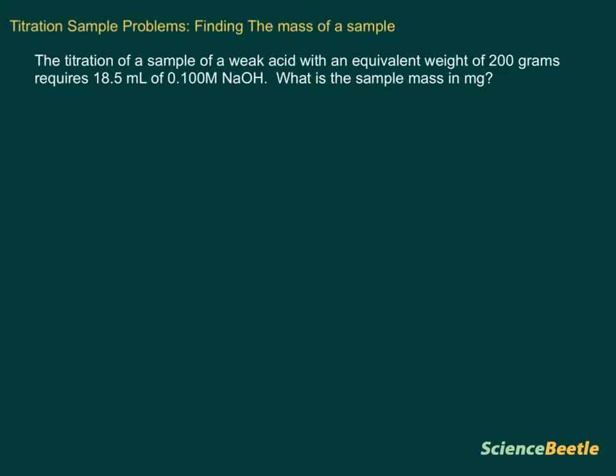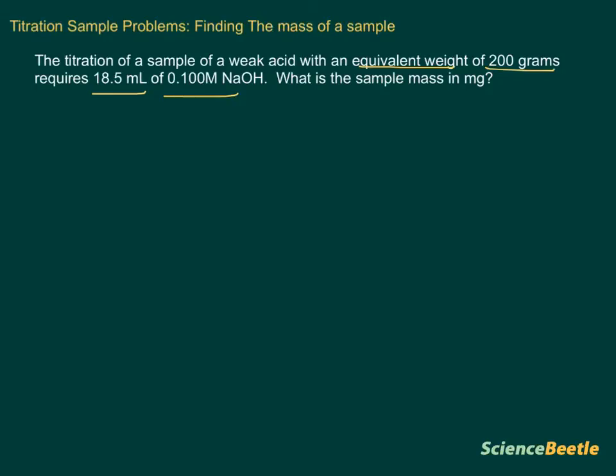So we've got a sample problem right here, and I'm going to go ahead and identify the important parts for us. We know that we've got 200 grams of this equivalent weight. We also know that we have 18.5 milliliters being used of 0.100 molar sodium hydroxide. And what we want to know is what is the mass of the sample in milligrams, the sample here being a weak acid, when we engage in this kind of titration.